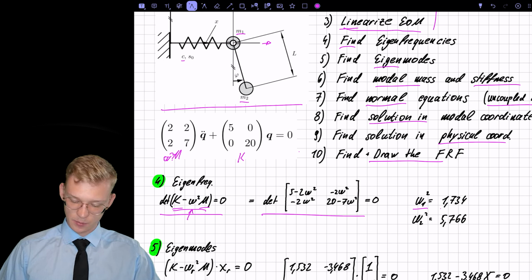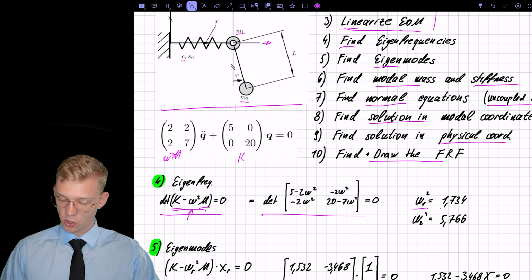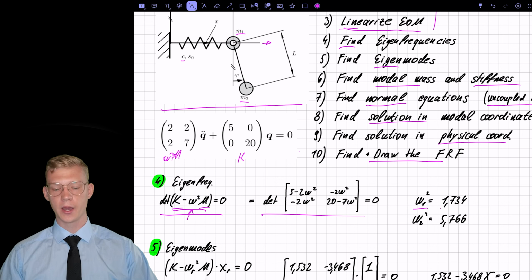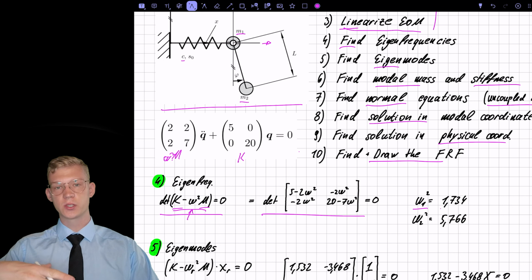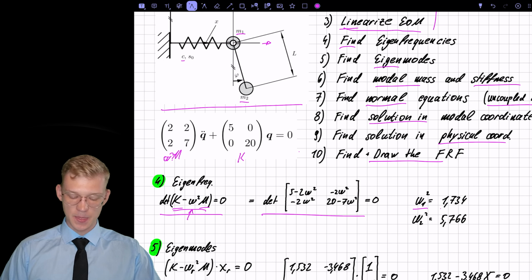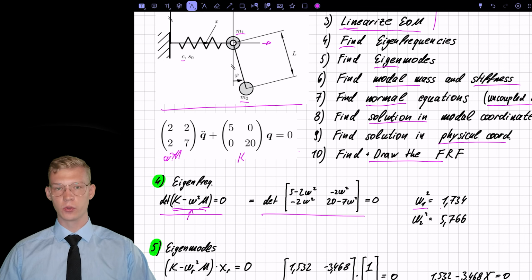To do that, we just simply multiply this one with that one and this one with this one, get this equation, and know the second component of our eigenmode. We do that for the first and second eigenfrequency and get the first and second eigenmode.